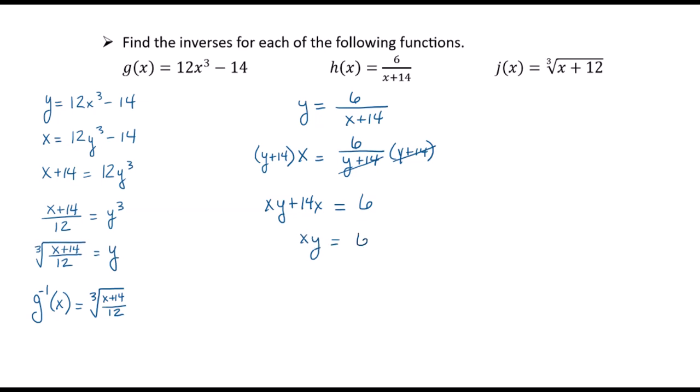xy is 6 minus 14x, and dividing by x gives me y equals 6 minus 14x all divided by x. One last step is to use inverse notation. H inverse of x is 6 minus 14x over x.